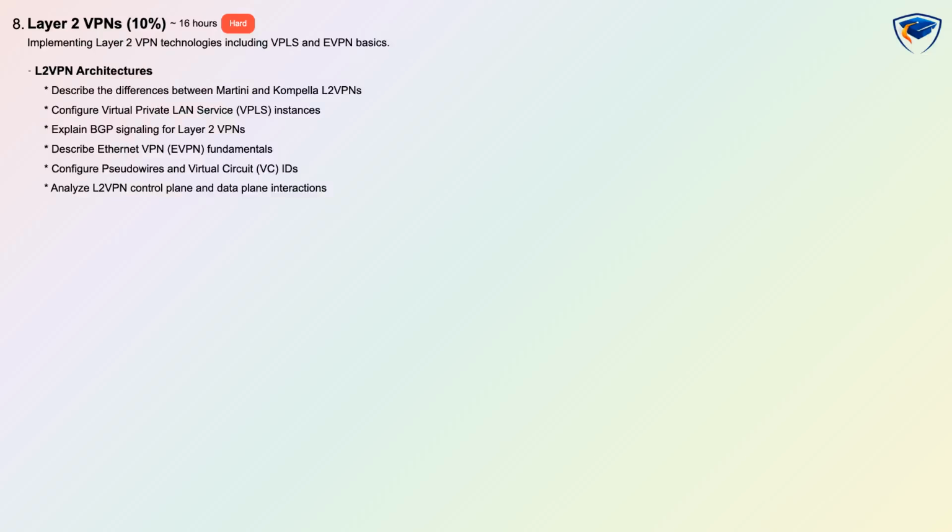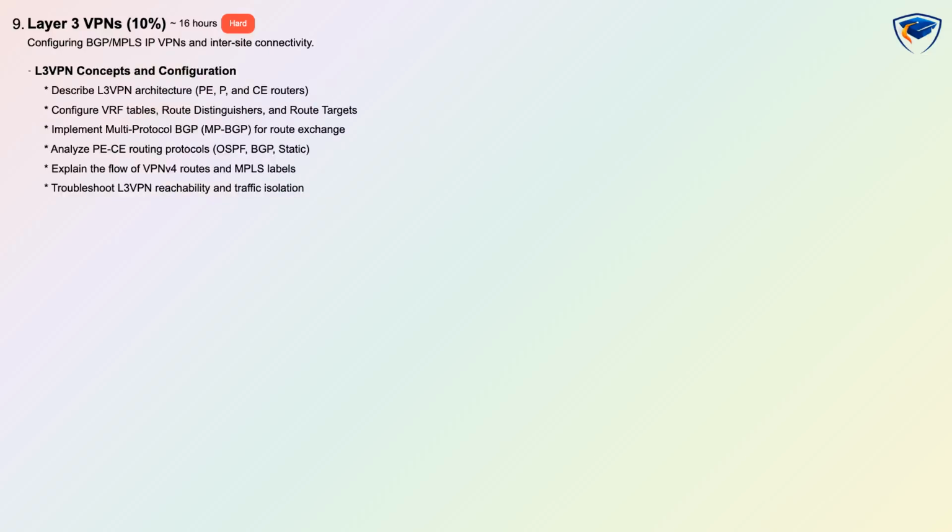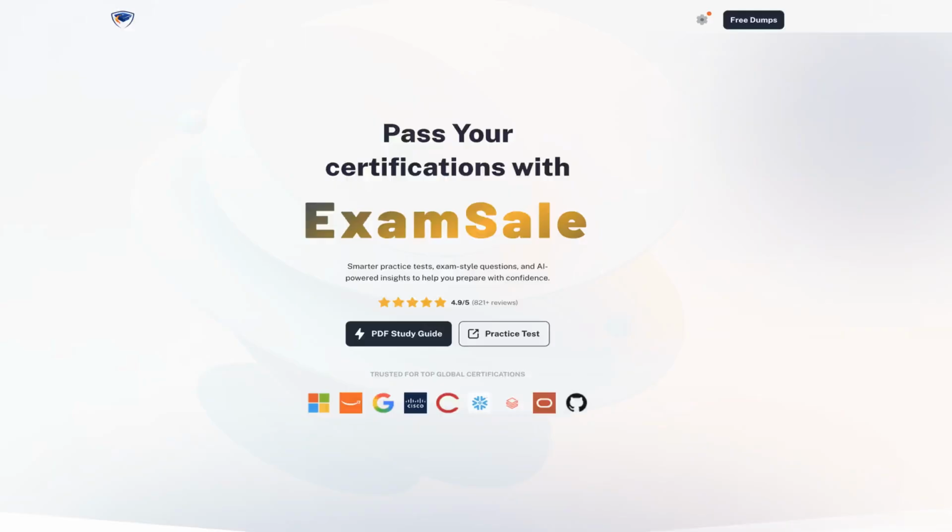Layer 3 VPNs represent 10%, hard difficulty, and expect about 16 hours with scenario-based assessment. You will learn L3 VPN architecture including PE, P, and CE roles, configure VRF tables with route distinguishers and route targets, and use MP-BGP for route exchange. The domain covers PE-CE routing protocols, the flow of VPNv4 routes and MPLS labels, and troubleshooting reachability and traffic isolation across sites. That covers the full JNCIS-SEC syllabus and how each domain maps to exam weight and effort.